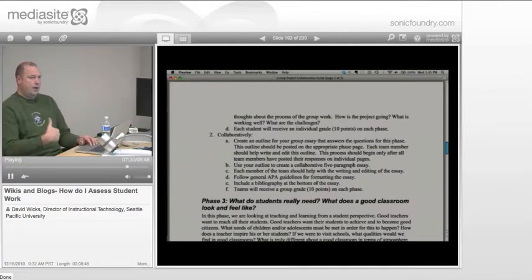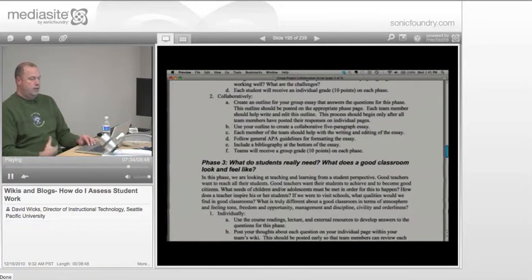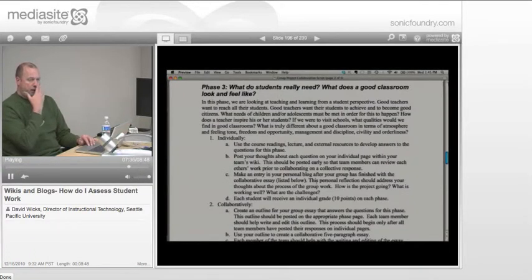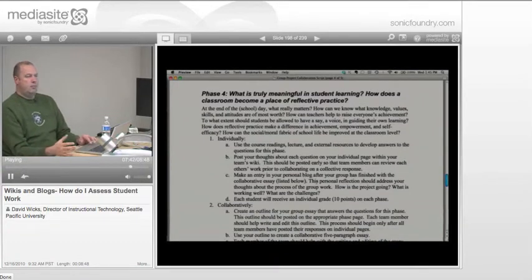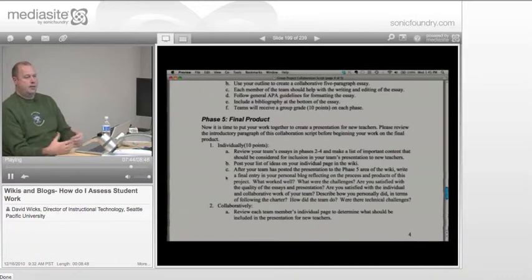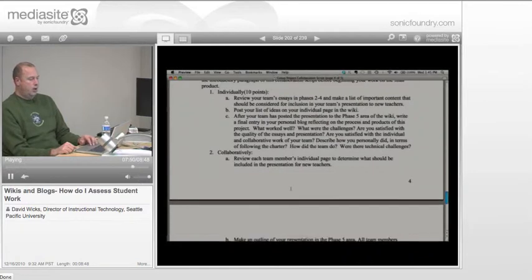It talks about how they work individually and how they work as a group. In the third phase, they did the same thing on a different question. In the fourth phase, they did the same thing on a third question. And then in the fifth phase, they brought it all together in a presentation that they built. It again explains how they work individually and how they work collaboratively.